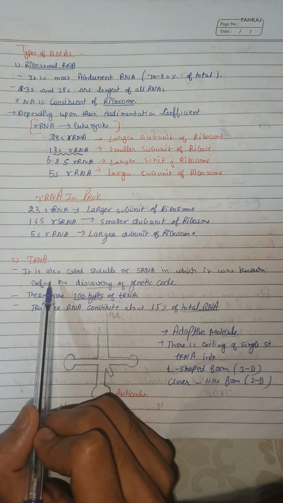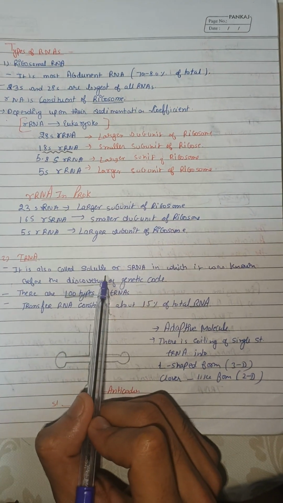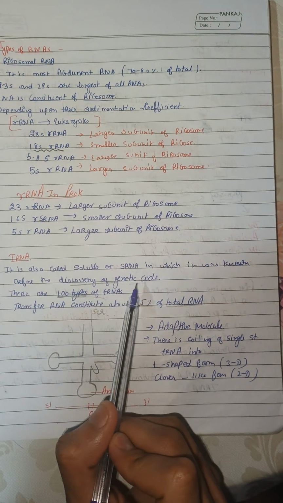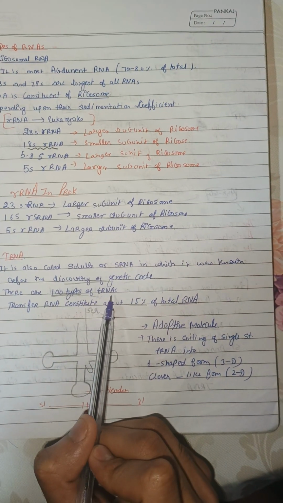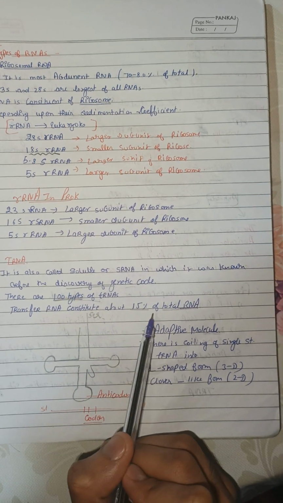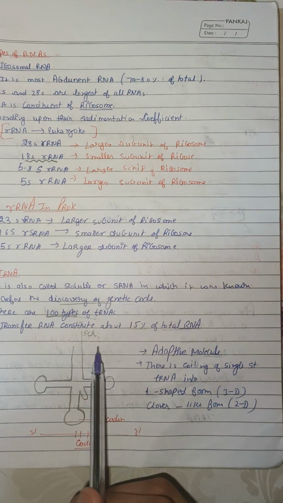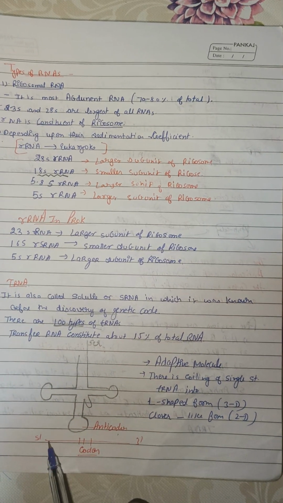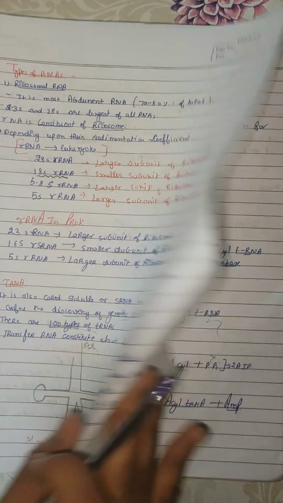Second is tRNA. tRNA is also called soluble or sRNA, a name used before the discovery of the genetic code. There are about 100 types of tRNA. The transfer RNA constitutes about 15% of total RNA. The structure of tRNA contains a codon, which is 5' to 3', and an anticodon.